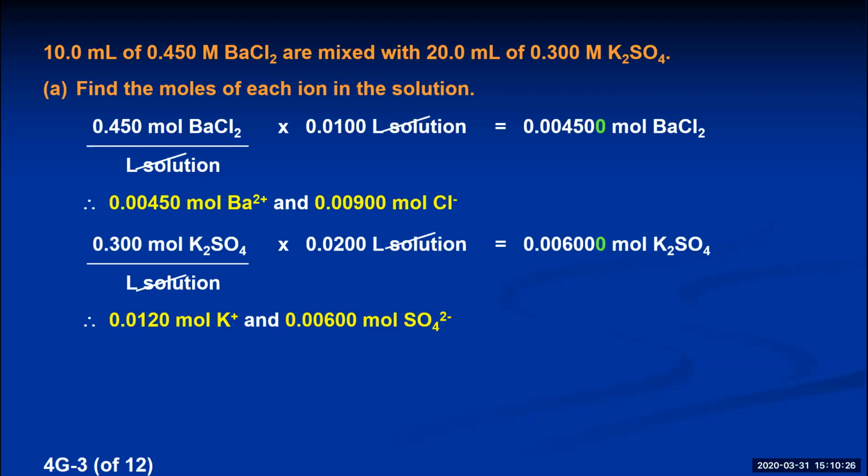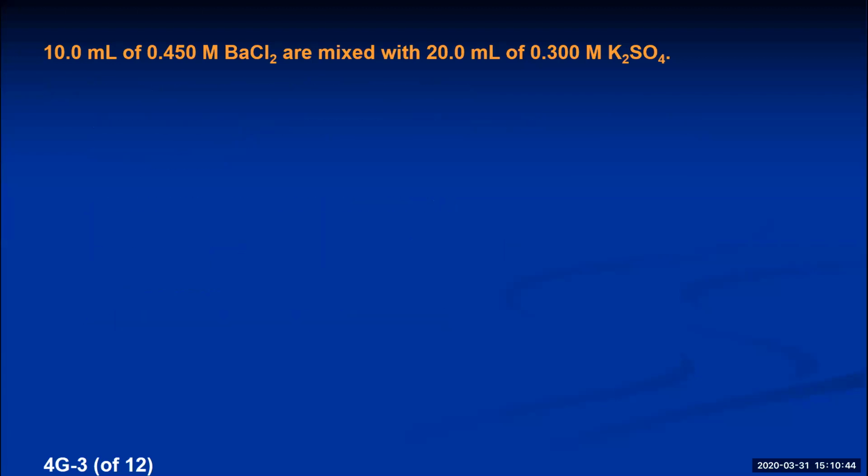There's 1 sulfate in the formula, so 0.00600 times 1 would give me 0.00600 moles of sulfate ions. So the yellow answers on this page are the answers to part A: What are the moles of each of the individual ions in this particular solution? Let me give you a part B.